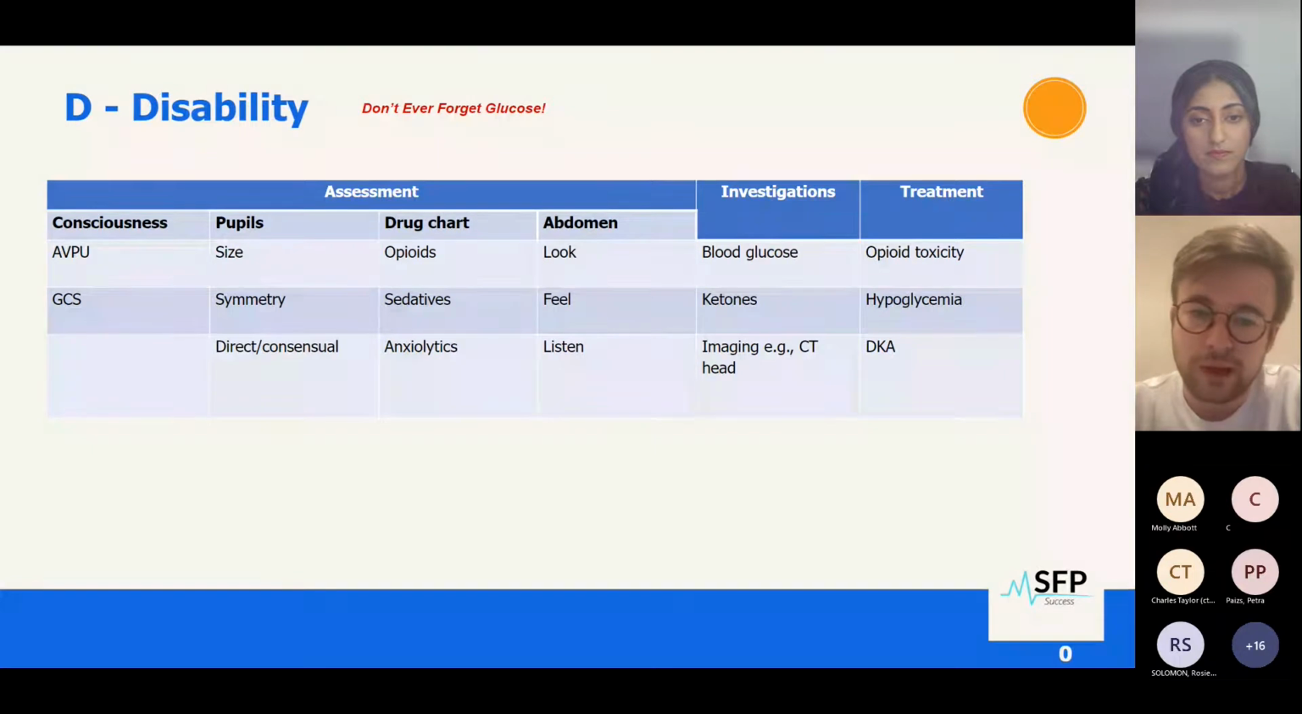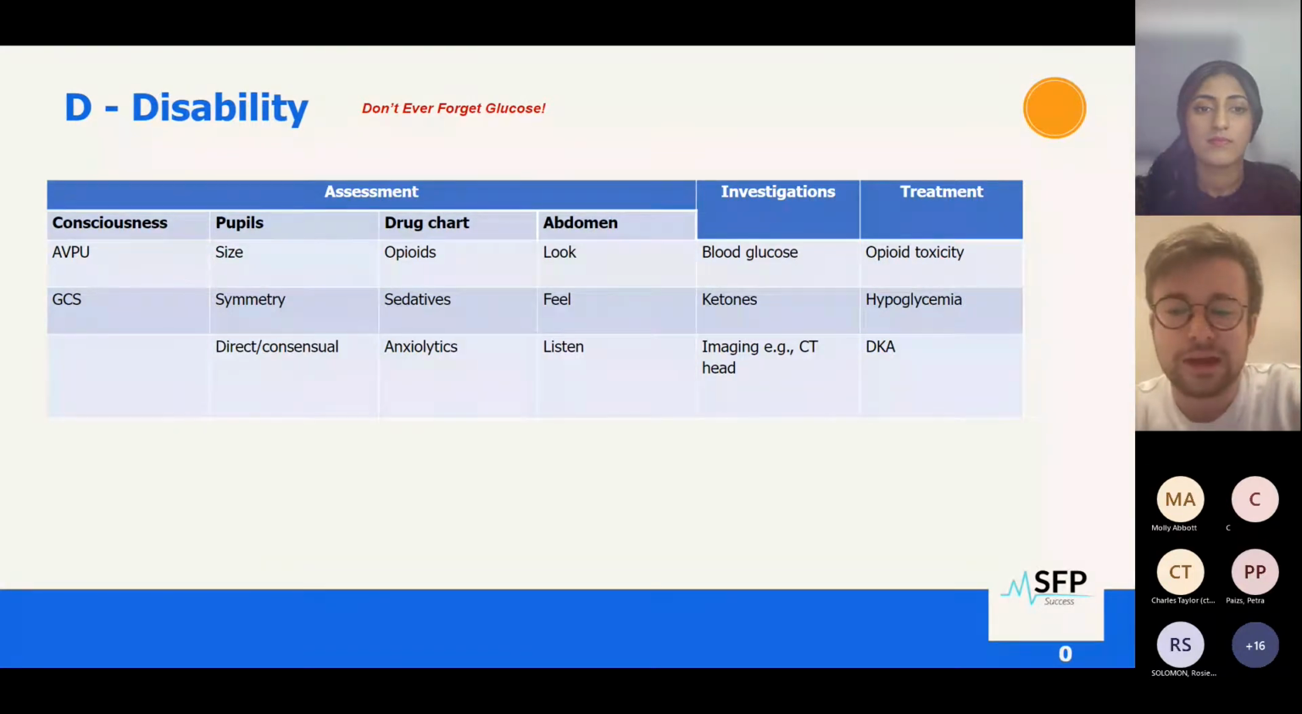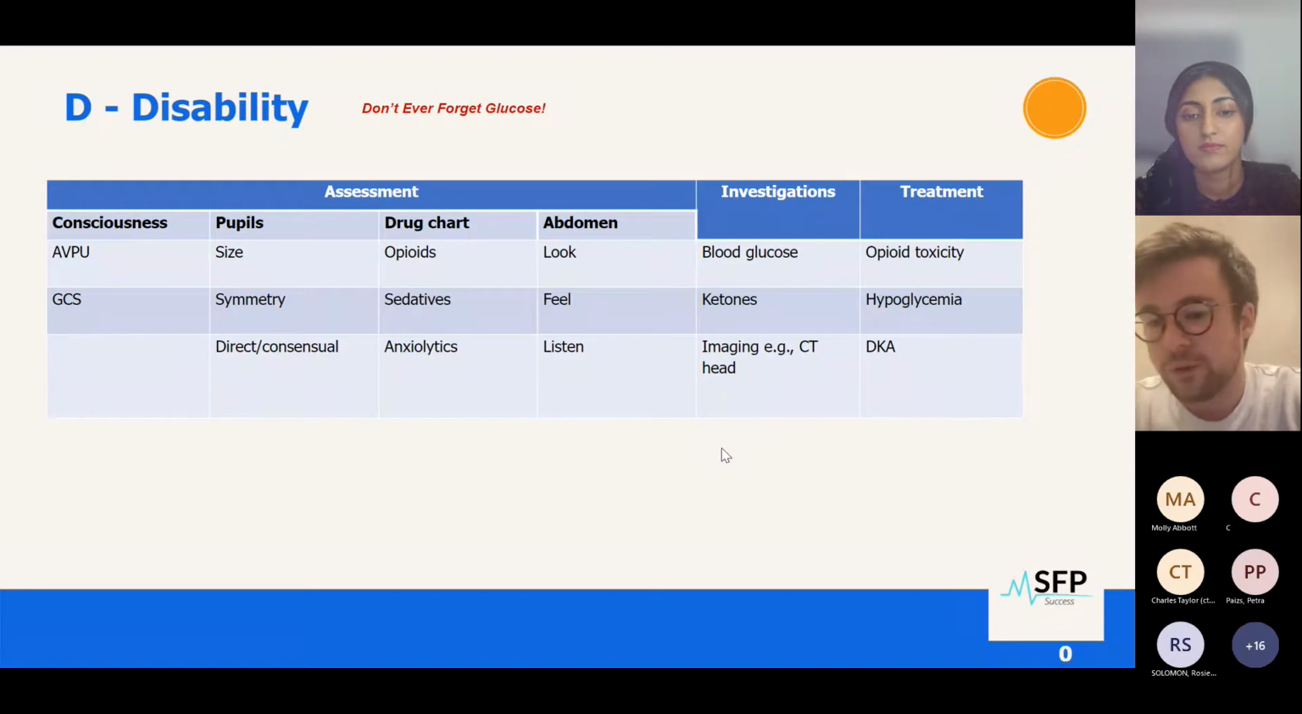And then, as I mentioned before, depending on some of your findings, you might think whether there's a need for an urgent CT head. So say if they've had an unwitnessed fall and they're on anticoagulants, you usually need a CT head quite urgently. And then for treatment you can give at this point, with hypoglycemia, that can be quite easily managed, and what you give depends on whether they're alert or sedated, and whether they'd be safe to swallow or you need to give IV.